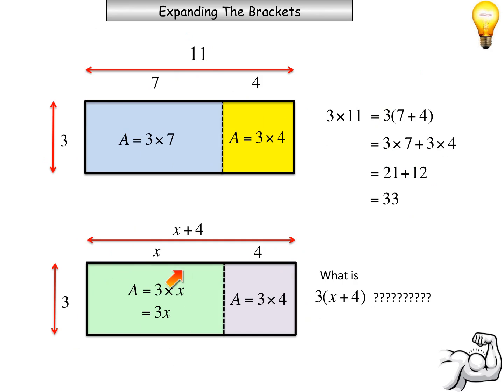The area of this is 3 times x, and the area of this rectangle is 3 multiplied by 4. So 3 times x plus 4 is equal to 3 times x plus 3 times 4. So 3 times x plus 3 times 4 is the same as 3x plus 12. So here's my expansion to this expression. So here's my product and here's my expression.